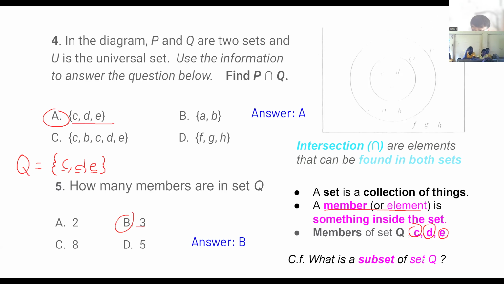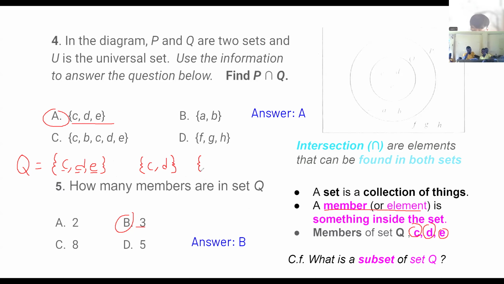Now, a subset of set Q means any set that is within the set Q. So it's different from members. The subset is not equal to members. If you're wondering what a subset is, it's whatever set is inside Q. So for example, the subset of Q can be C, D. This can be a subset.